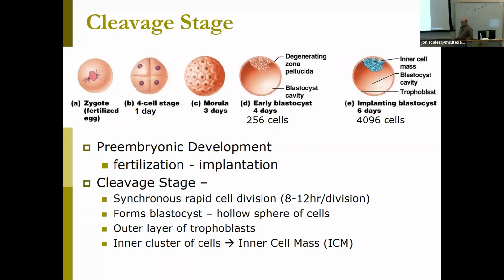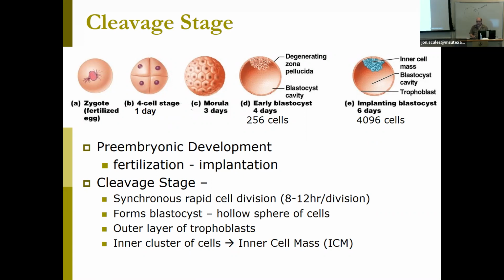The cell divisions start out, the first couple of them are fairly slow, looking at 15 hours or so, and then they start to speed up. So as we progress, they get a little faster and faster until they're running at about a cell division every 8 hours. So about 3 divisions every day. So after 1 day, you've got this 4-cell embryo. After 4 days, you have about 256 cells. And then after 6 days, you have about 4,096 cells.